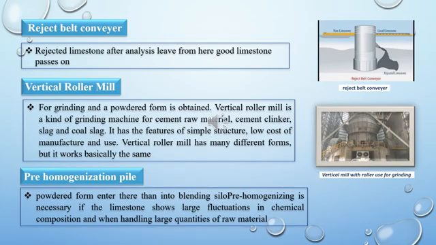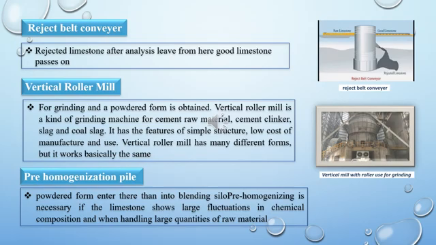Now, the next one is the vertical roller mill, for grinding, and powdered form is obtained. Vertical roller mill is a kind of grinding machine for cement raw material, cement clinker, slag and coal slag. It has the features of simple structure and low cost of manufacture and use. Vertical roller mills have different forms, but they work basically the same.